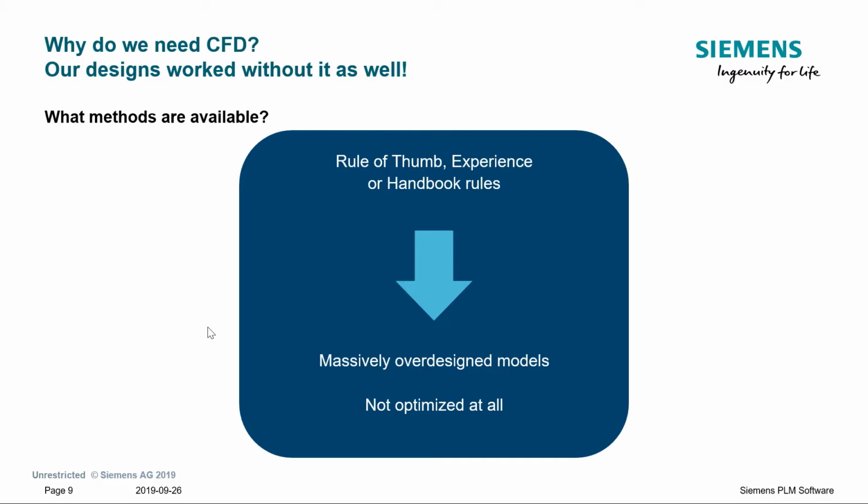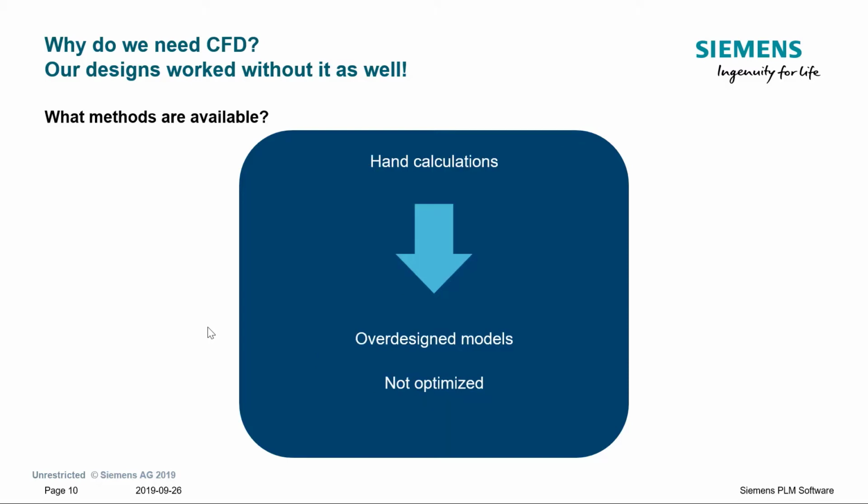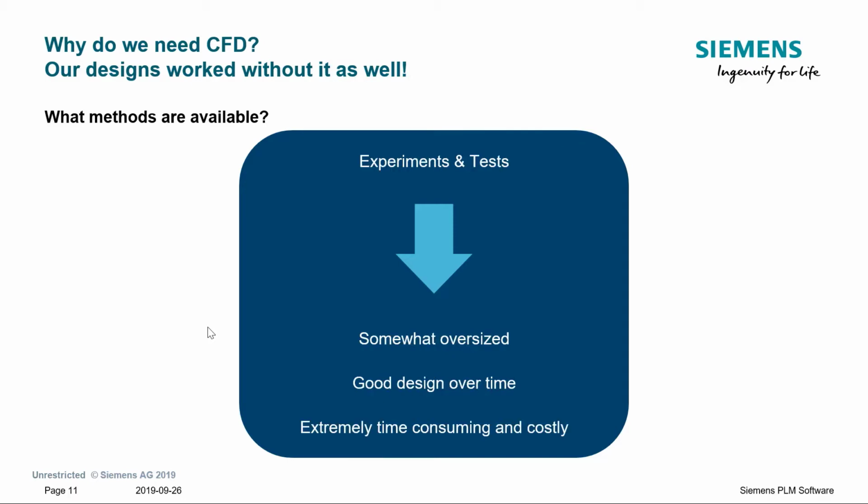Of course, the first one is rule of thumb, experience or handbook rules. This is how you can get started, but you also massively over-design your models, and they're not optimized at all. You could also do hand calculations, where you still over-design the models because hand calculations are not that detailed and still not optimized. You could also do experiments and tests where you get somewhat oversized and the good design comes over time, but you often don't have the time nor the money because it's quite costly to produce a lot of prototypes and constantly test them. It takes time and money.